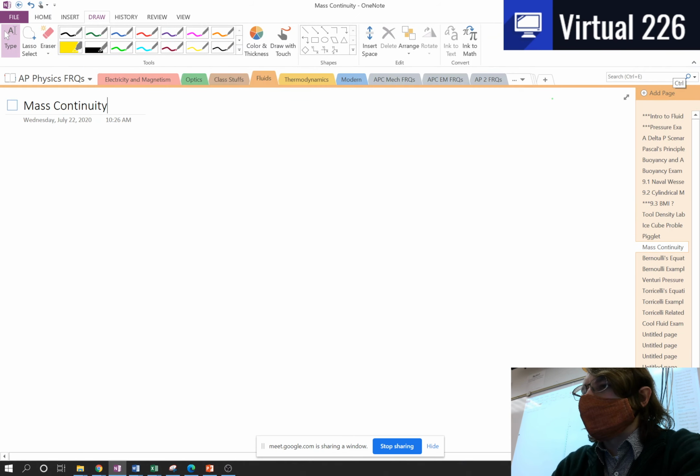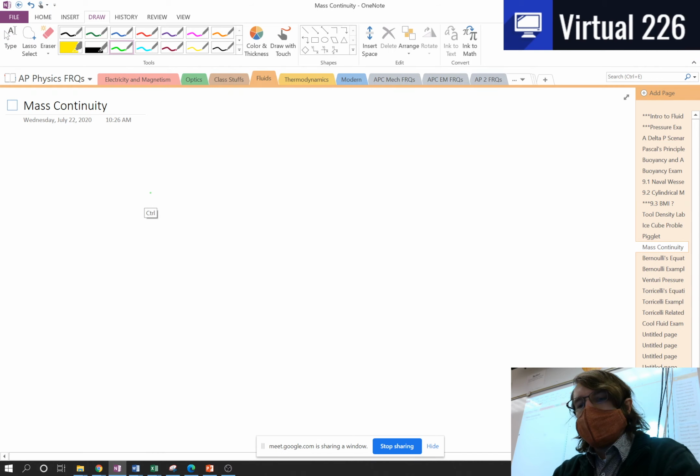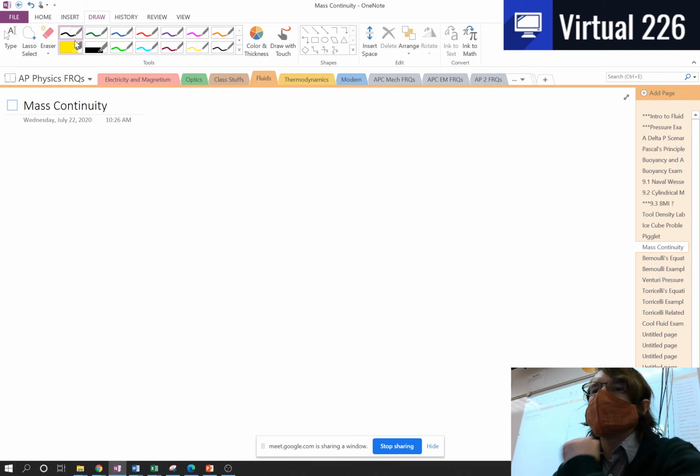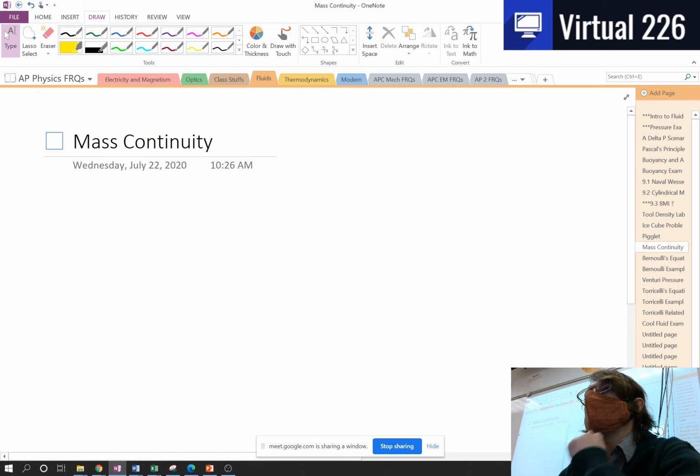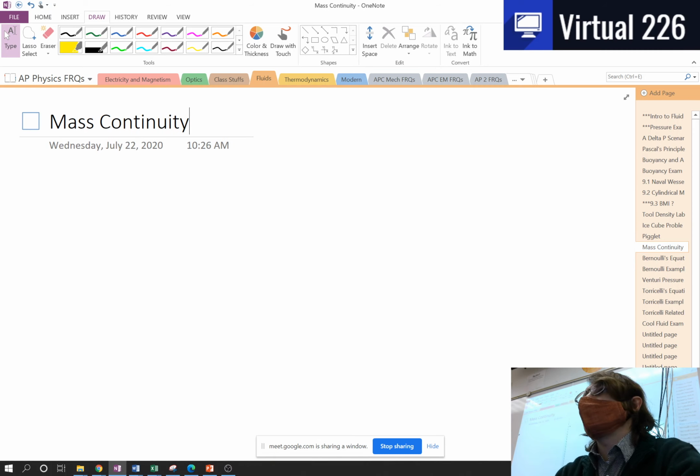Mass continuity. Okay, so what we are looking at here is the idea of mass continuity. And you have probably dealt with mass continuity in your life without actually realizing it. What we are essentially saying with mass continuity is that because fluids are incompressible, the same amount of fluid has to go through each side of an opening if you've got two openings there. And what I mean is this.